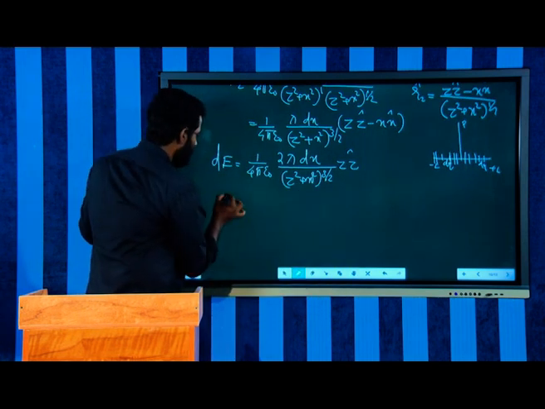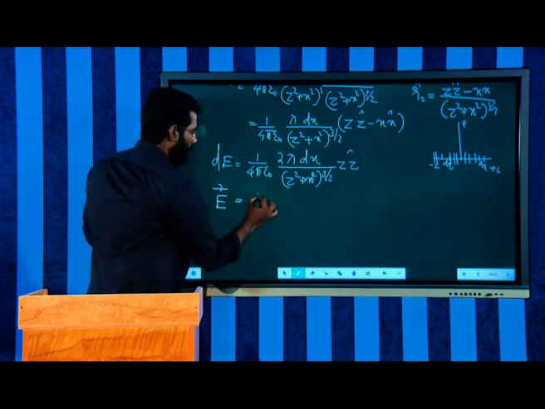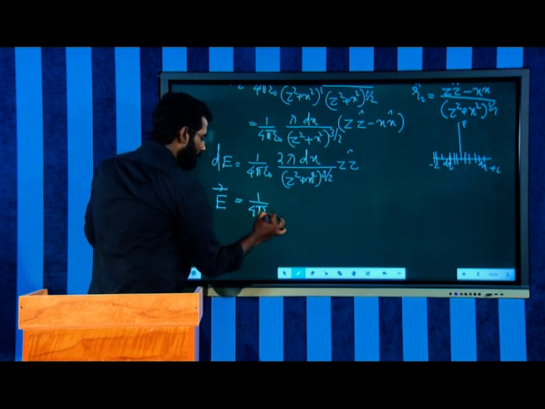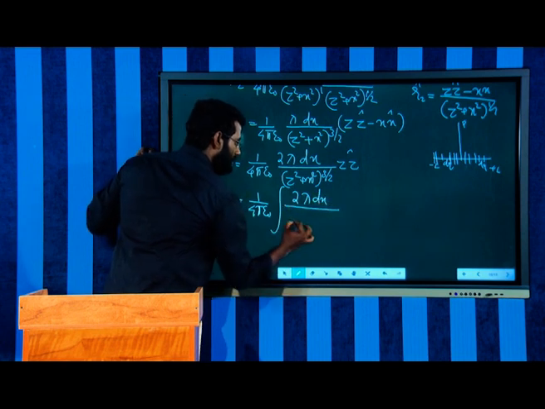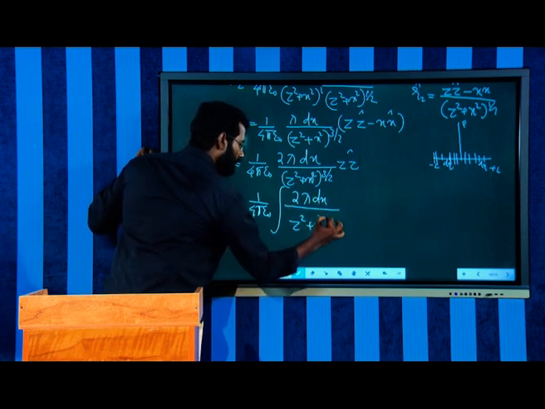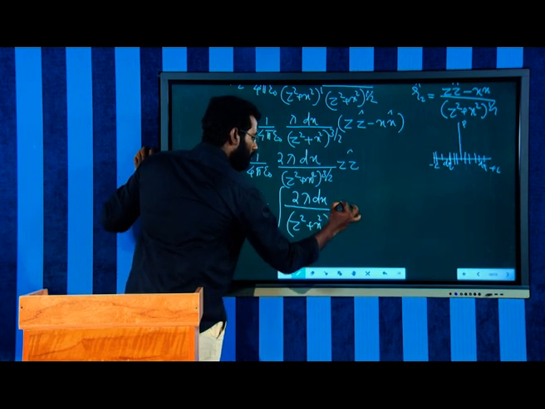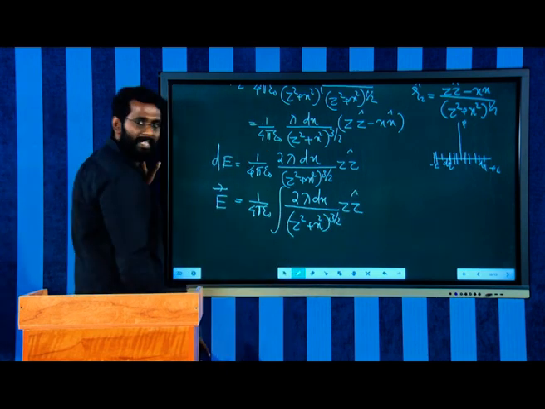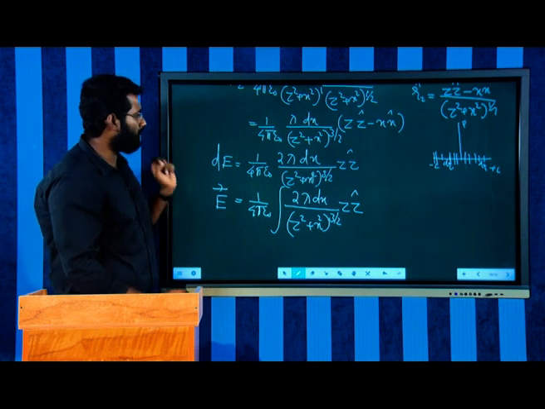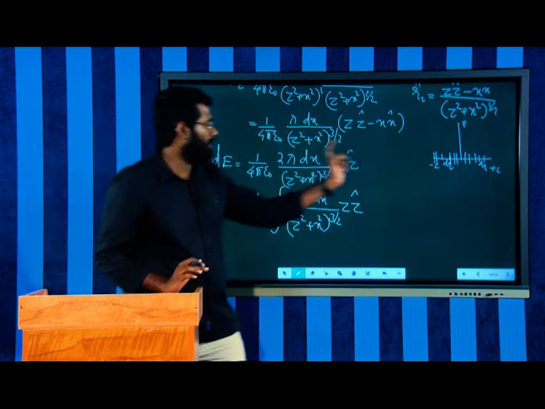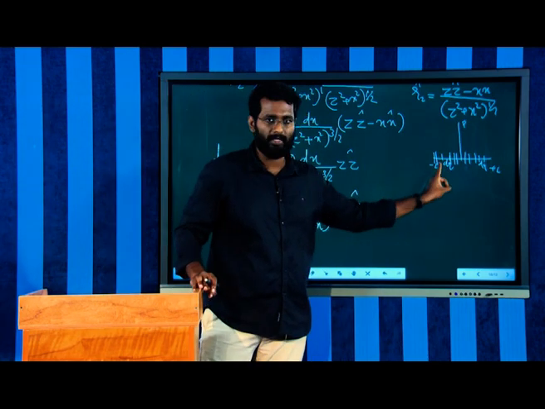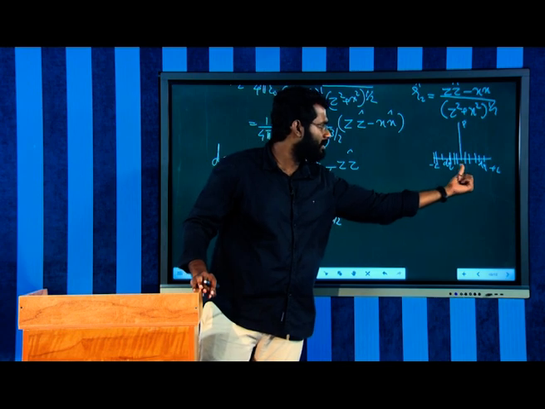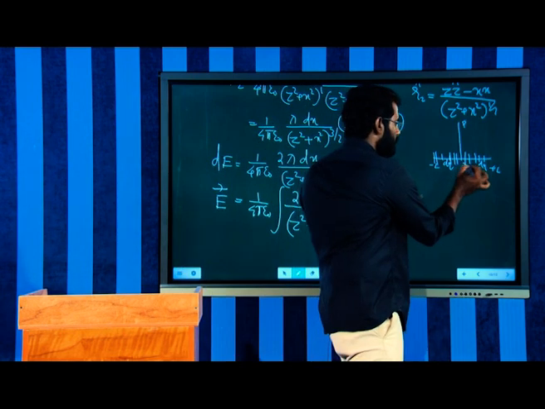So, what is this expression? The final, total electric field is equal to 1 by 4 pi epsilon 0 integral 2 lambda dx by z square plus x square the whole raised to 3 by 2 into z cap. You have to integrate this to find the answer, and what should be its limit? Is it from minus L to plus L? No. Why? We have already considered these two together. So, you have to just take from 0 to L, that means from origin to L is enough.